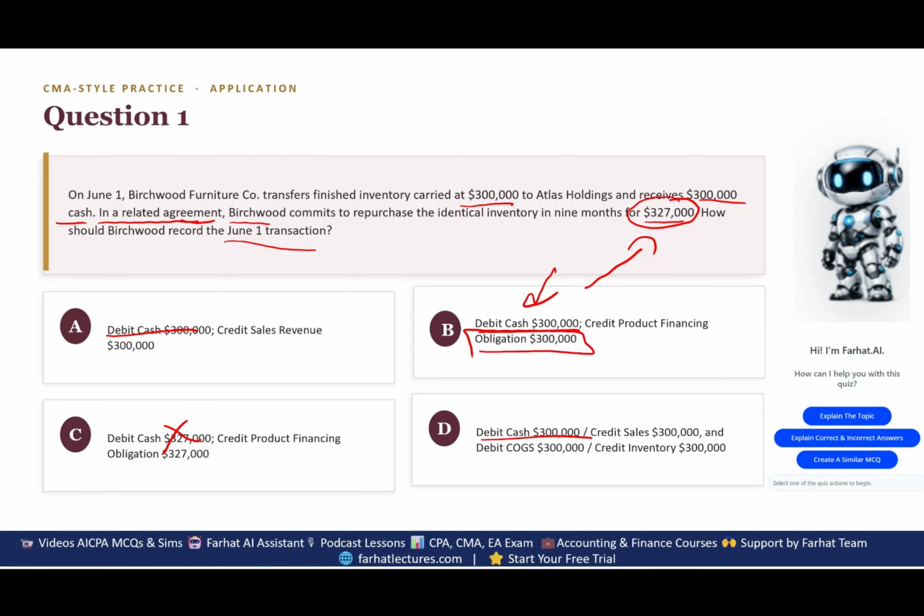No revenue, no cost of goods sold, no gain. What are we looking at here? We are looking at what we call a product financing arrangement. We are using our inventory to raise short-term funding to pay for payroll, operating expenses, to survive for the next 12 months. Then we can sell the inventory.